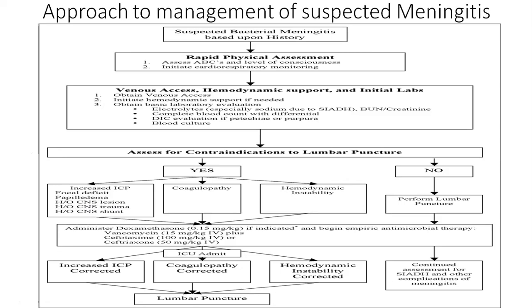lumbar puncture. If a patient has a CNS shunt, we may also suspect that this patient could have raised intracranial pressure, and we would try to avoid performing a lumbar puncture in this patient. Also, patients with coagulopathies and patients with hemodynamic instability. For such patients, it may not be desirable to perform a lumbar puncture. So if any of these are present, what we'll do is we're going to go on. This is for suspected meningitis.